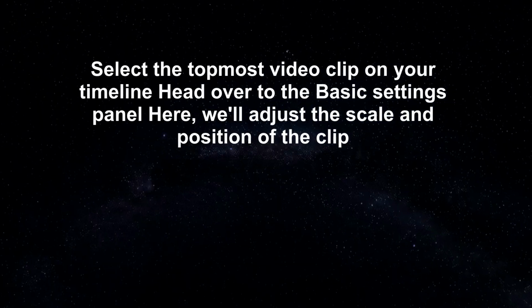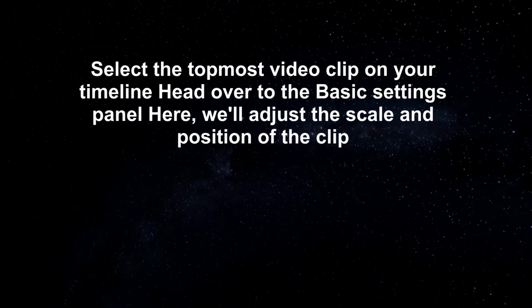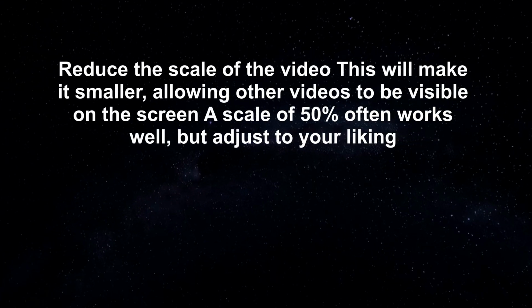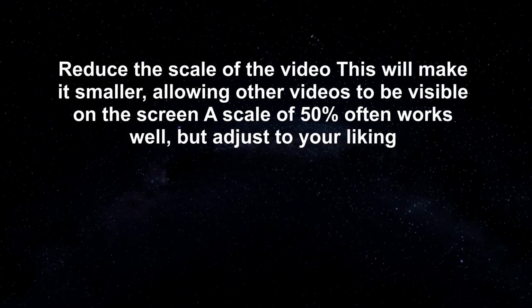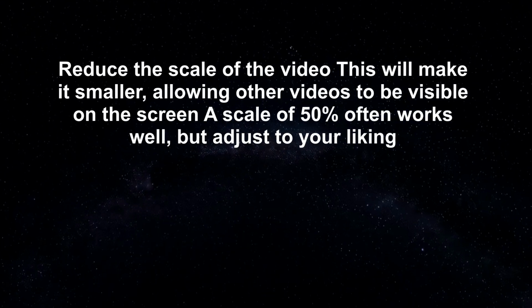Select the topmost video clip on your timeline. Head over to the basic settings panel here. We'll adjust the scale and position of the clip. Reduce the scale of the video. This will make it smaller, allowing other videos to be visible on the screen. A scale of 50% often works well, but adjust to your liking.